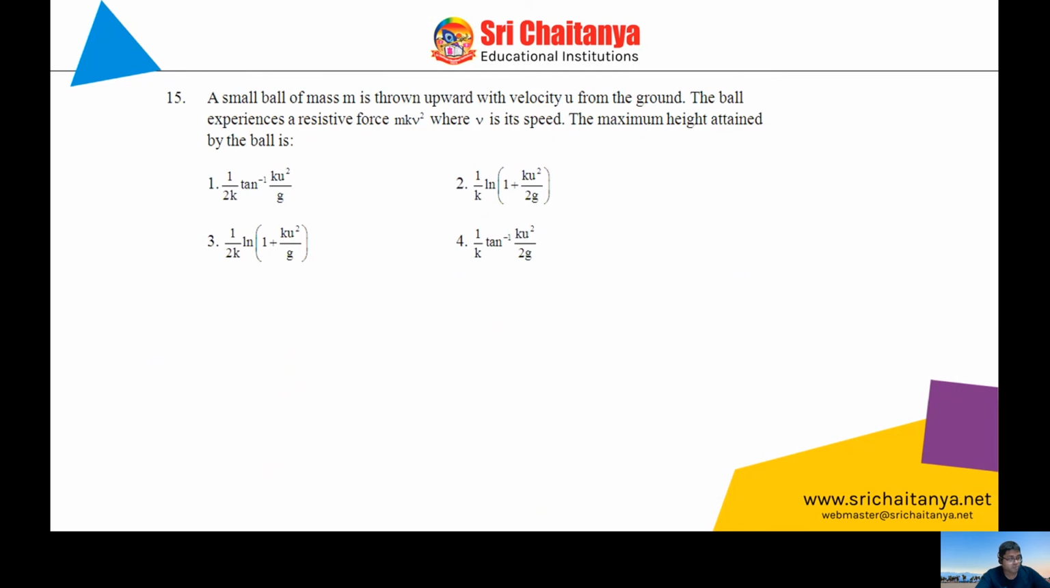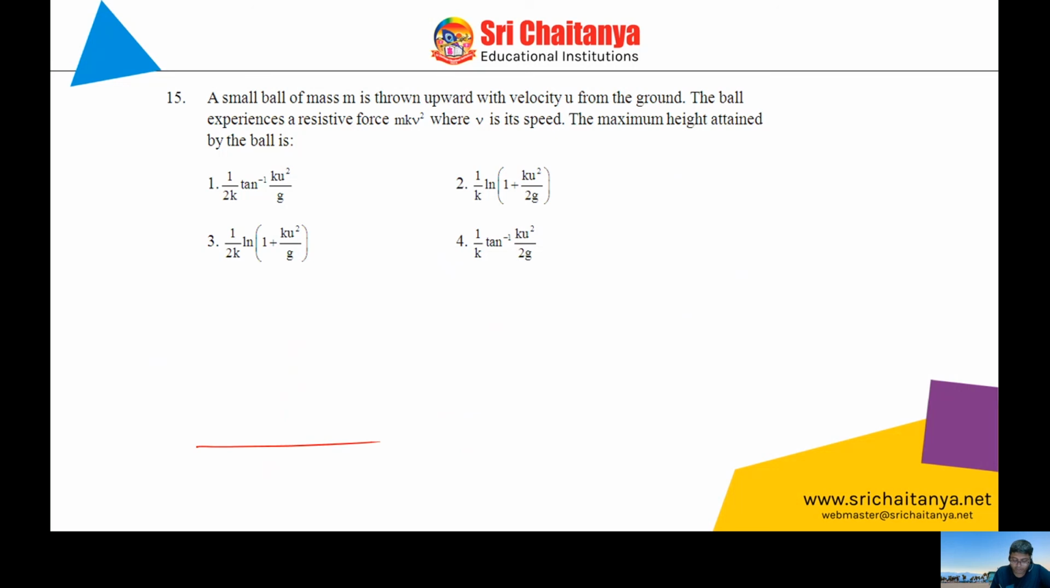Question number 15. So this is question number 15 over here. This is another simple question. A small ball of mass m is thrown upward with velocity u from the ground. The ball experiences a resistive force m k v square, where v is its speed. Okay, resistive force simply means it will be directed opposite to the instantaneous velocity, and we are required to find out the maximum height attained by the ball. And you should realize the ball during its motion will be experiencing, apart from the resistive force, the force due to gravity.